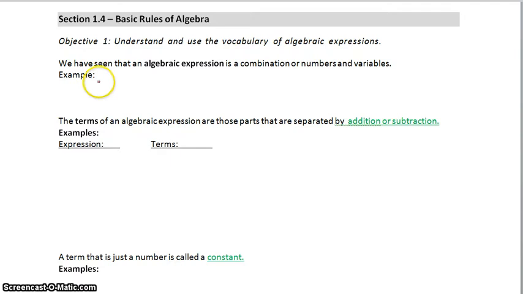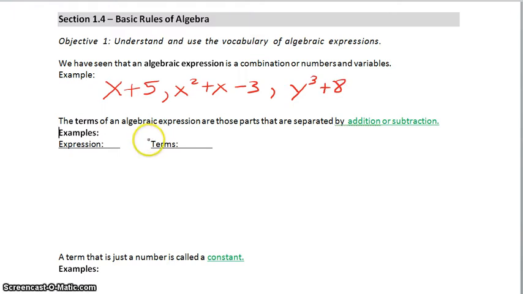So just as we have seen that x plus 5 is an algebraic expression, x squared plus x minus 3 is an algebraic expression. And finally, let's use a different variable. We could do y to the third power plus 8, which is also an algebraic expression.